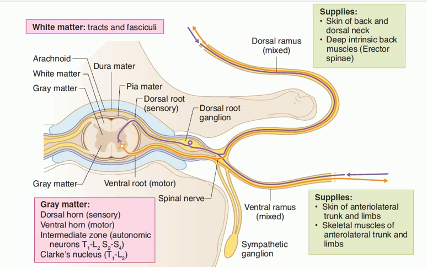So these are the motor fibers that are coming from the intermediate horn, and they are part of the autonomic nervous system. Then there are some sensory neurons that are known as the Clark's nucleus. They are present in the intermediate horn, and they are also present from the T1 to L2 level, and they are going to take the information from the periphery to the cerebellum.